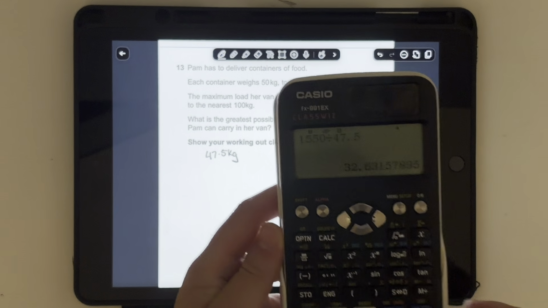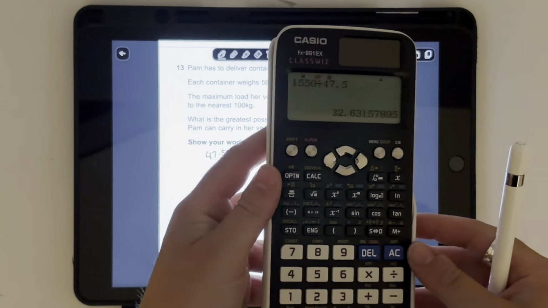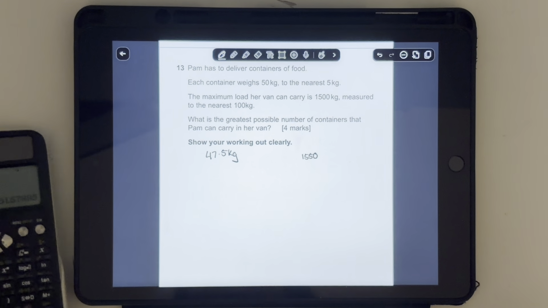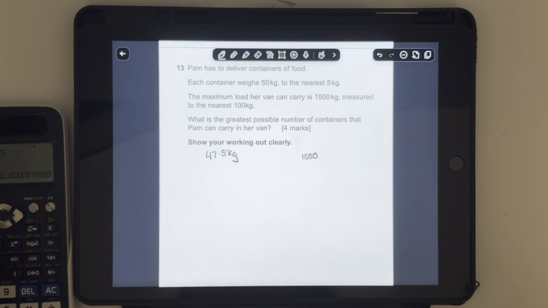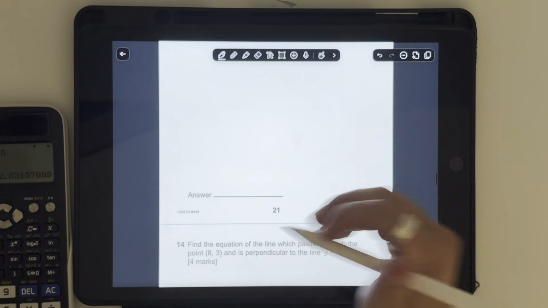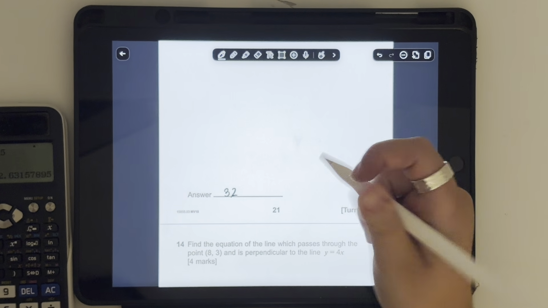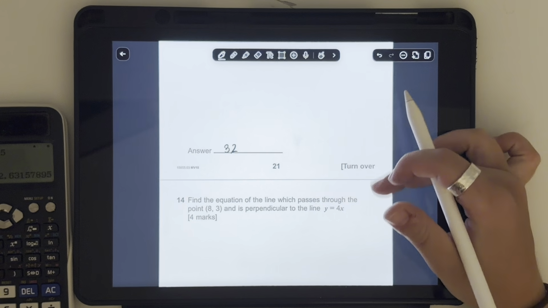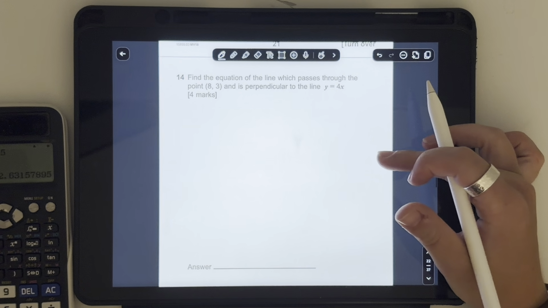1550 divided by 47.5. I put that into my calculator and we got 32.6, but that's fine because it wouldn't work that way anyway. So the answer's going to be 32, I think. I'm not sure if there's a more specific way to do that, but I just can't really remember, so yeah.